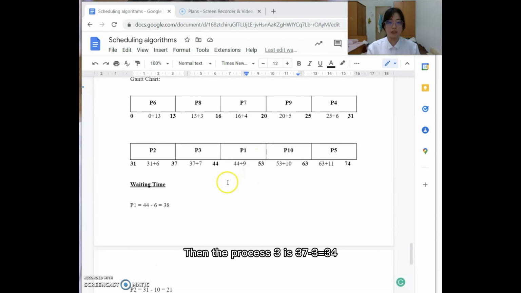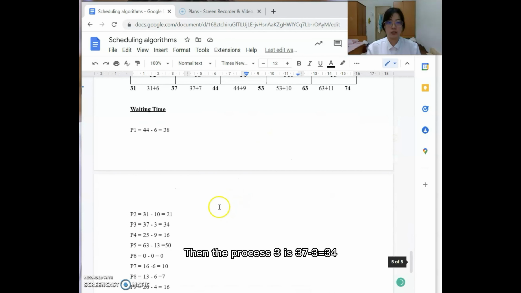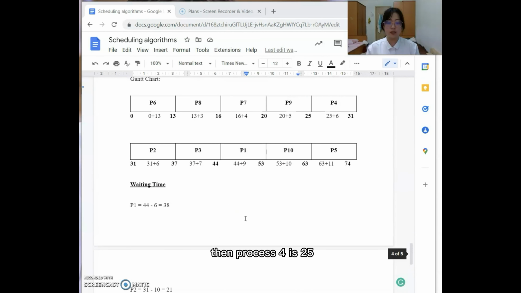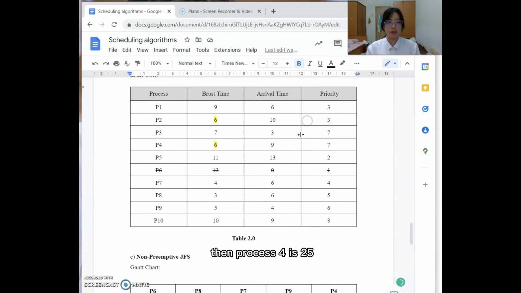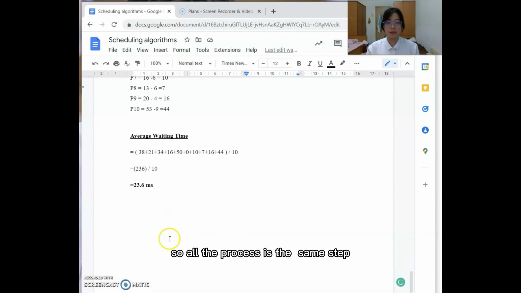Then process 3 is 37 minus 3, so it is 34. Then process 4 is 25 minus 9. So all the processes are done the same way.